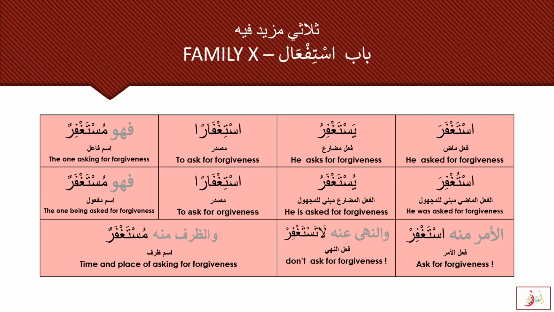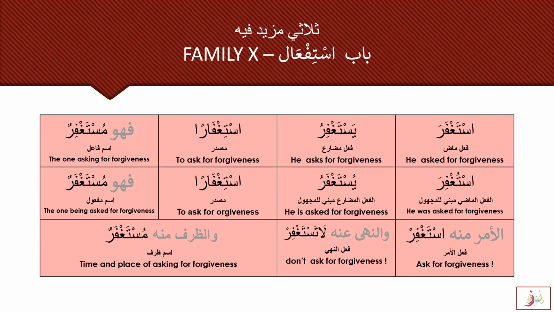الأمر منه استغفر. As you know, the amr will always have a sukun on the last letter. والنهي عنه لا تستغفر, the same rule, but the additional ta remains for the fi'l mudari anta form. وظرف منه مستغفر, it is ism zarf, which resembles ism maf'ul because both will have a fatha on the ain kalima. So this is the Sarf Saghir for family 10, and mostly it is used for asking something or when someone is trying to do something.